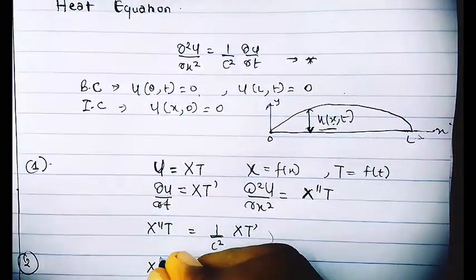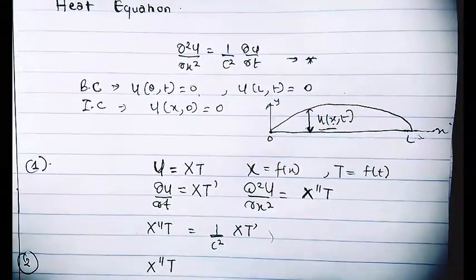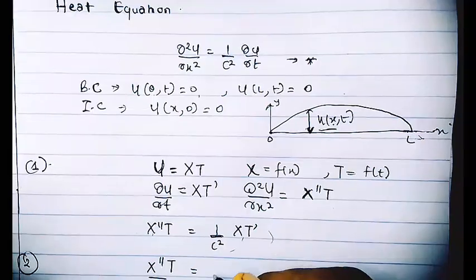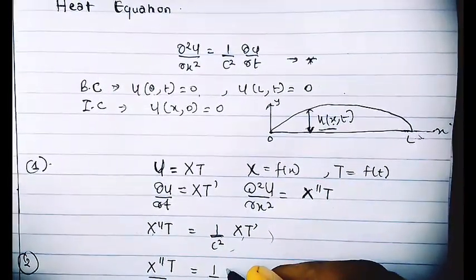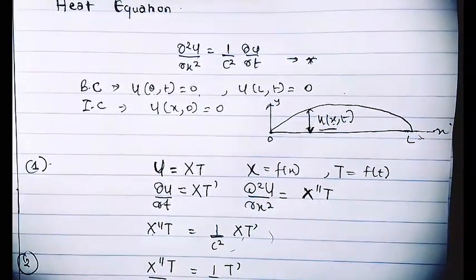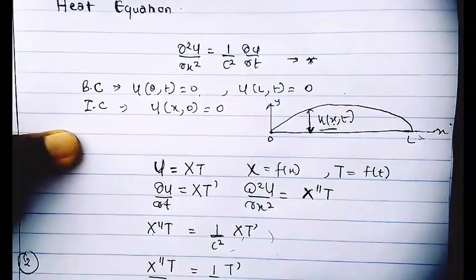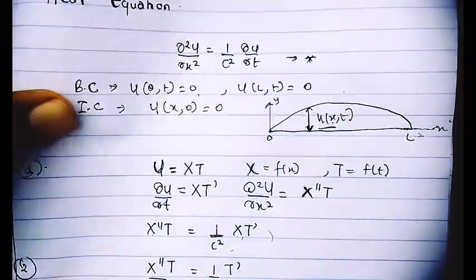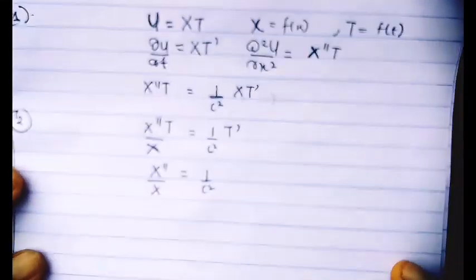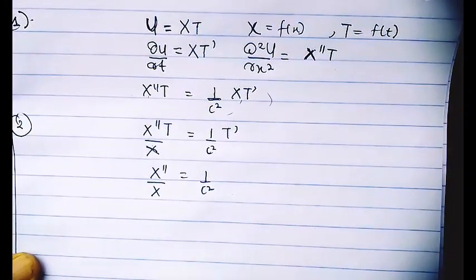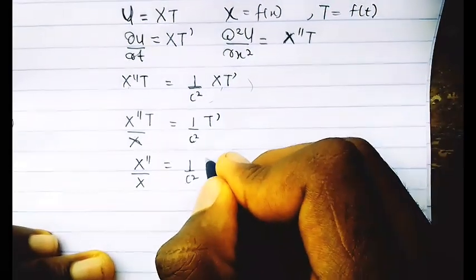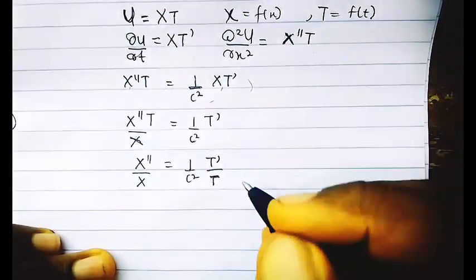So this will be x prime prime t, this one coming here, right? So this is divided by x, and this is 1 over c squared t prime. So x prime prime over x equals 1 over c squared t prime over t, right?